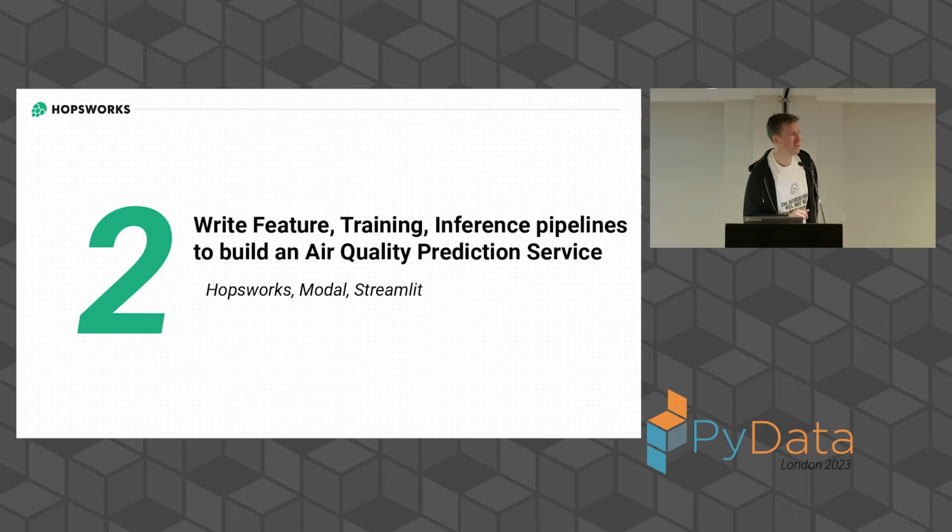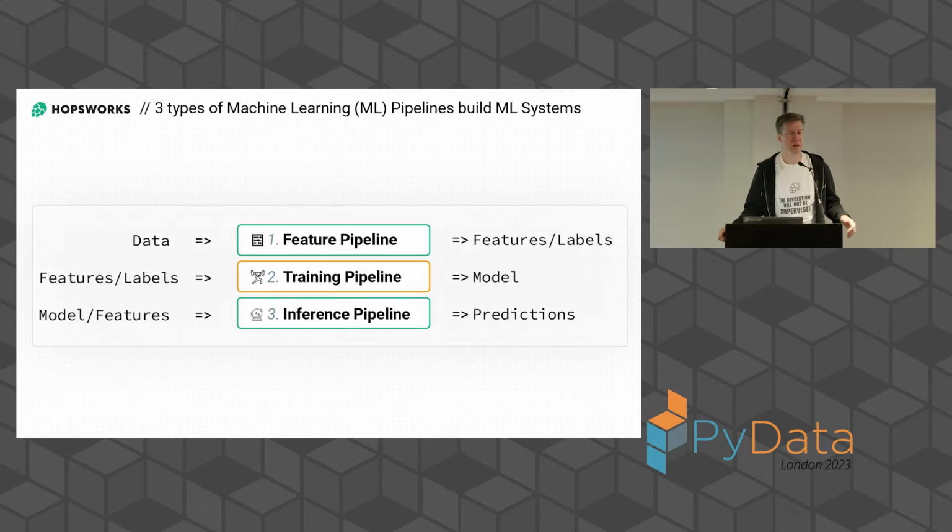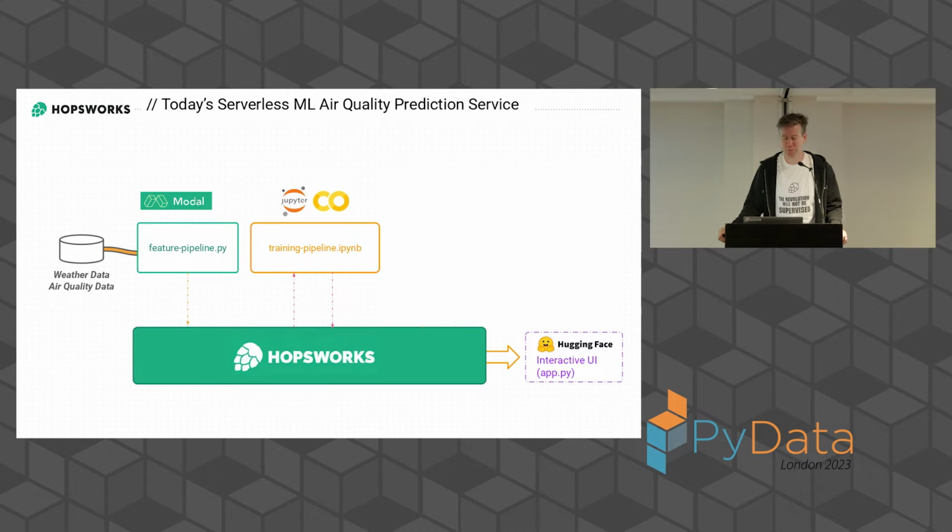So we're going to build a serverless machine learning system. We're going to build it as 3 programs. So it's going to be 3 ML pipelines: a feature pipeline, a training pipeline, and an inference pipeline. And we're going to use some free online services.